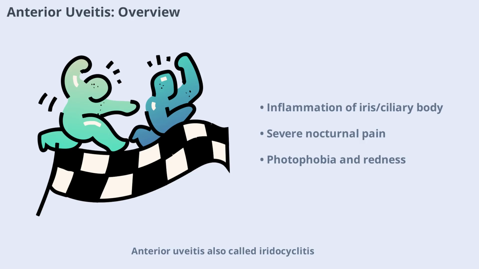Anterior uveitis, also called iridocyclitis, is an inflammation of the front part of the uveal tract. It often presents with severe pain, especially at night, along with light sensitivity and redness around the cornea. This condition can be acute and requires prompt attention to prevent complications such as glaucoma or cataract formation.